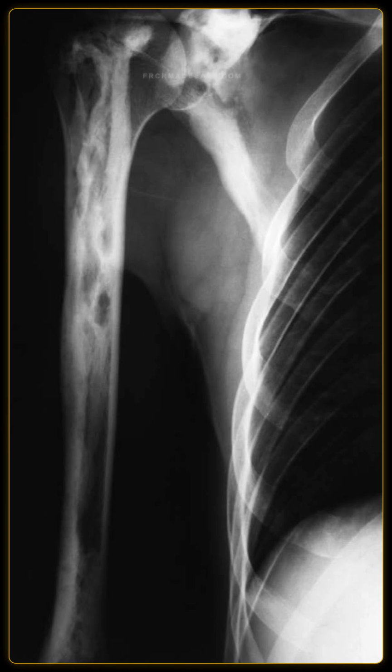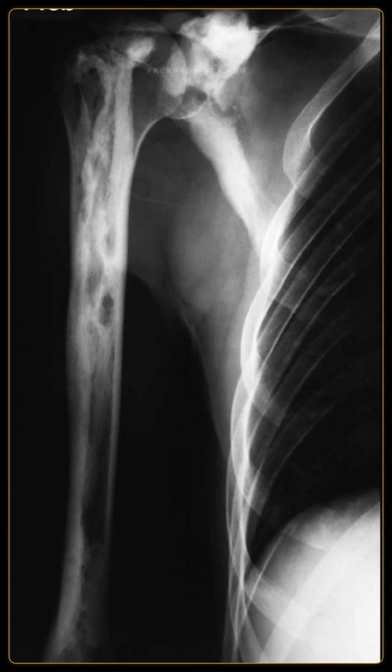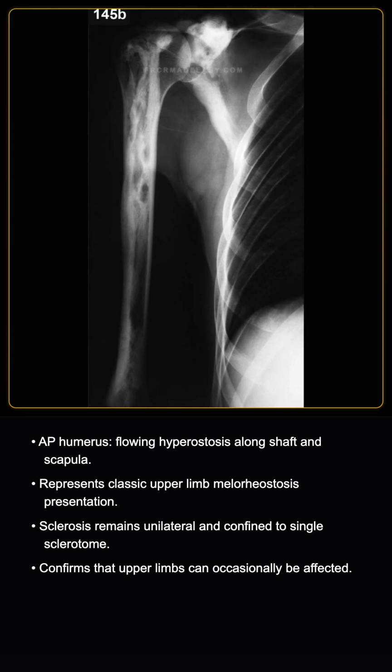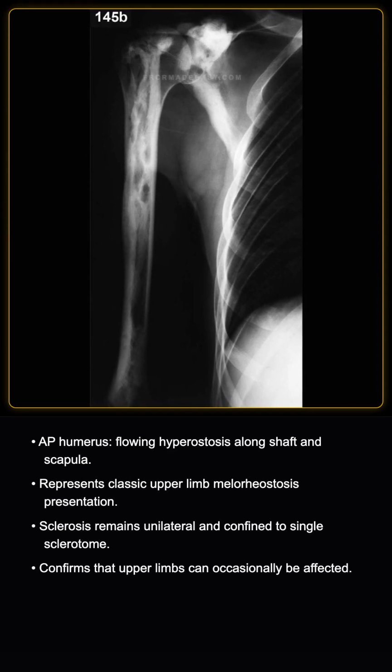I am showing you a comparison humerus radiograph. Describe its findings and how it relates to this condition. Well, the comparison anteroposterior radiograph of the shoulder shows dense, flowing cortical hyperostosis along the humerus shaft and the scapula.